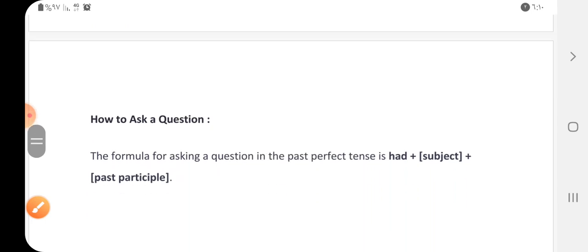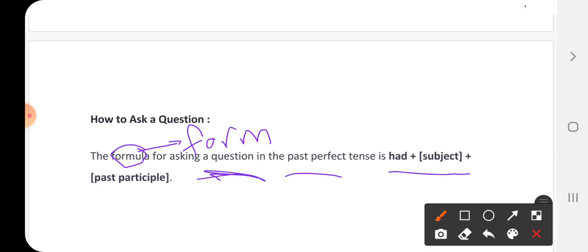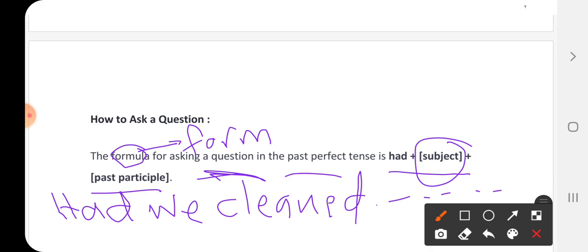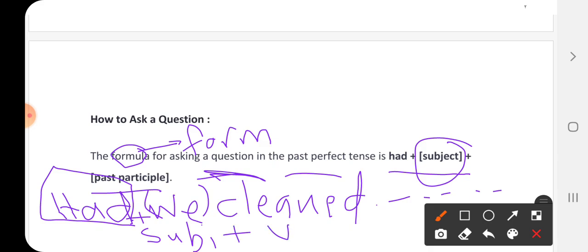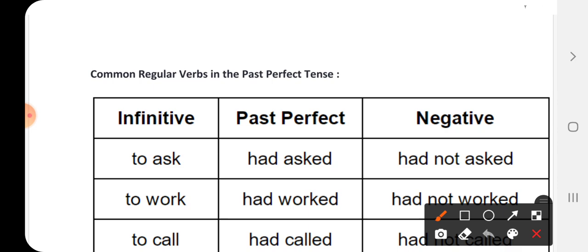Okay, now how to ask questions. So the formula for asking questions in past perfect tense is had plus subject plus past participle. Okay, we take the same example. Had we cleaned the house before my mom came? The same example. So we start the question with had, plus subject, plus verb 3. Now, common regular verbs in the past perfect. Infinitive, ask. Past perfect, had plus past participle. In negative, had not asked, verb 3.